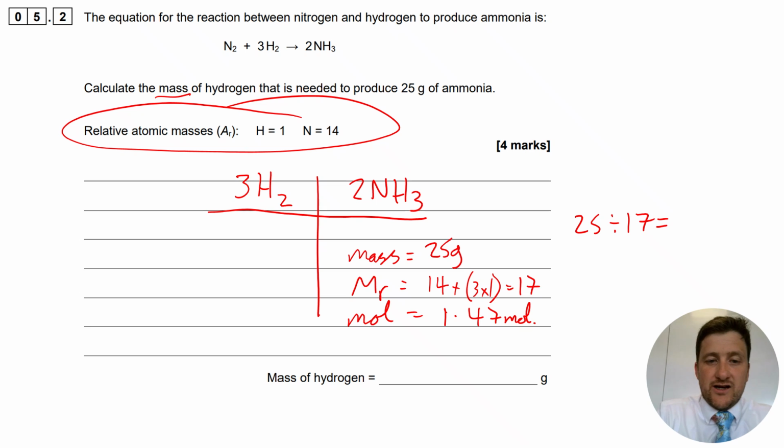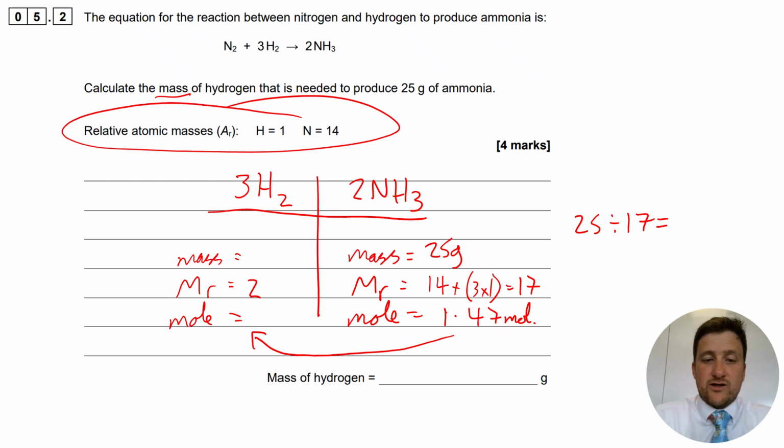If I look on the other side, I don't have the mass. That's sort of what they're asking me for. I can work out the Mr of hydrogen though. Hydrogen has an Mr of 2 grams per mole. And I don't know the number of moles because I just worked out the moles for ammonia. So I'm going to use this number to calculate my moles.